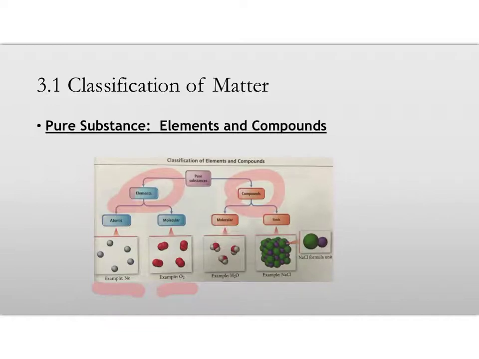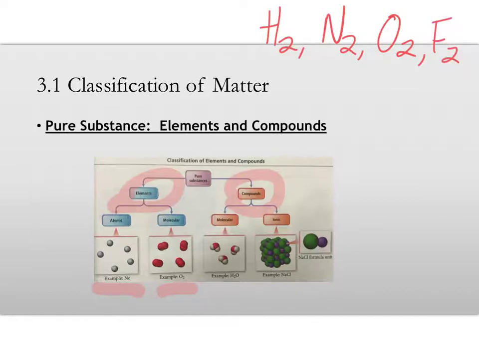The ones that are molecular are going to be hydrogen, nitrogen, oxygen, fluorine, chlorine, bromine, and iodine. All of those are diatomic homonuclear elements.